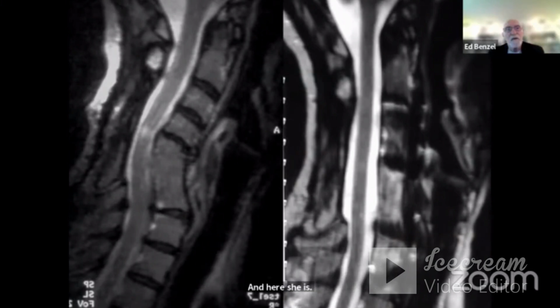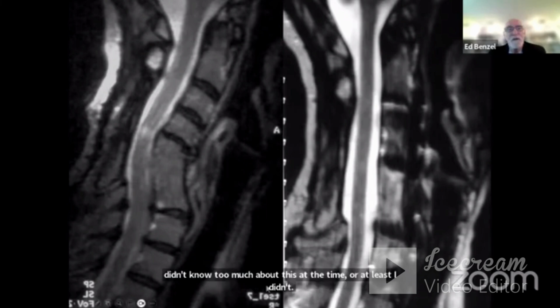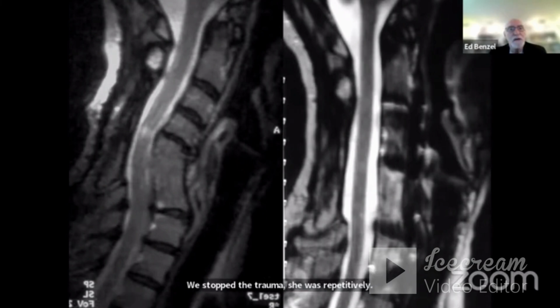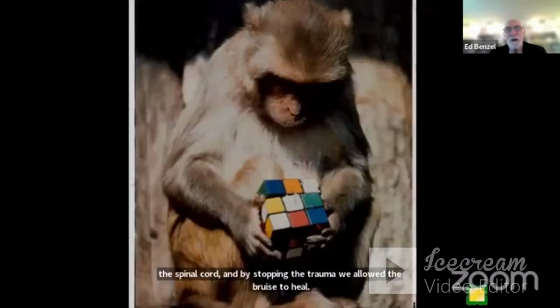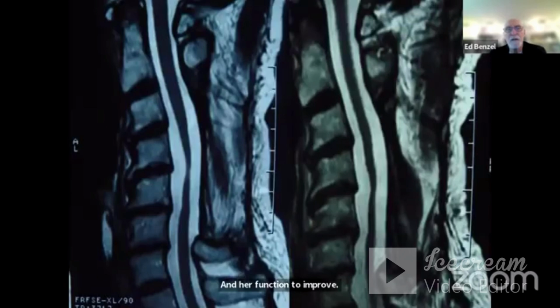We didn't know too much about this at the time, or at least I didn't. But what is obvious now is that we stopped the trauma. She was repetitively traumatizing her spinal cord, causing an injury or a bruise, if you will, in the spinal cord. And by stopping the trauma, we allowed the bruise to heal and her function to improve. So that causes us to scratch our head.